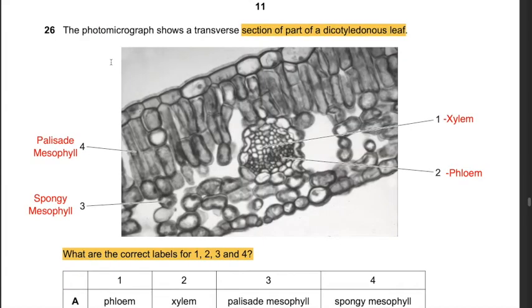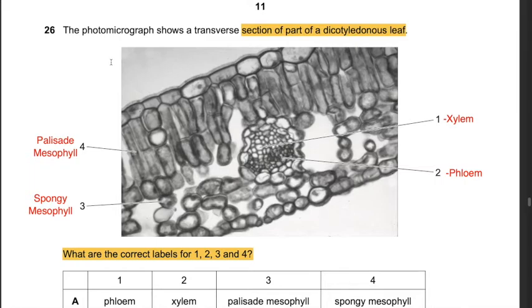Question 26. The photomicrograph shows a transverse section of part of a dicotyledonous leaf. What are the correct labels for 1, 2, 3 and 4? I have labeled over here what 1, 2, 3 and 4 represent. 1 represents the xylem, 2 represents the phloem, 4 represents the palisade mesophyll since it lies above 3, and the above layer is basically the palisade mesophyll and the bottom layer the spongy mesophyll.